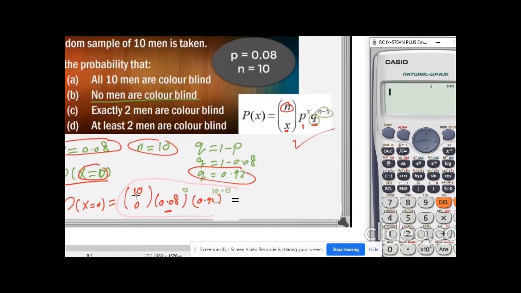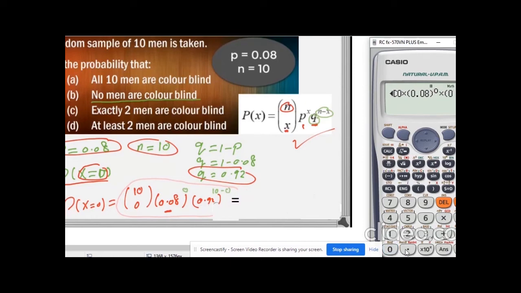Then again, to compute this part, first of all I should type this combination. Then 10 combination 0. I will press 10 first. After that, shift with divide, and then I will put the lower number 0. All of that multiplied by the first bracket. As you can see, I have 0.08. All of that to the power what? To the power 0.